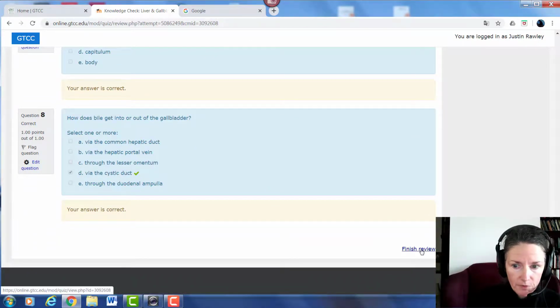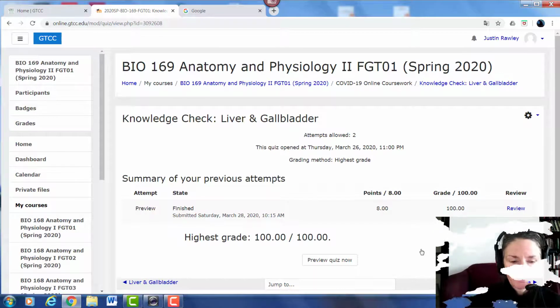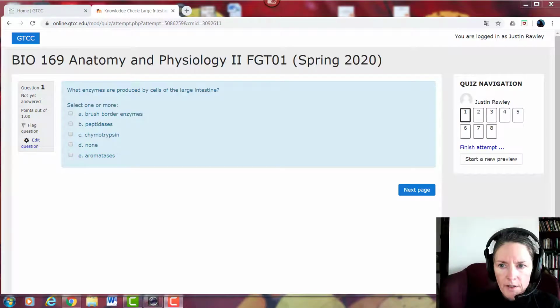And let's finish the review. And done. All right, the last quiz was the large intestine. Most of the rest of the stuff we'll be covering in this chapter we'll go over in lab next week when we get to enzymes and digestion.